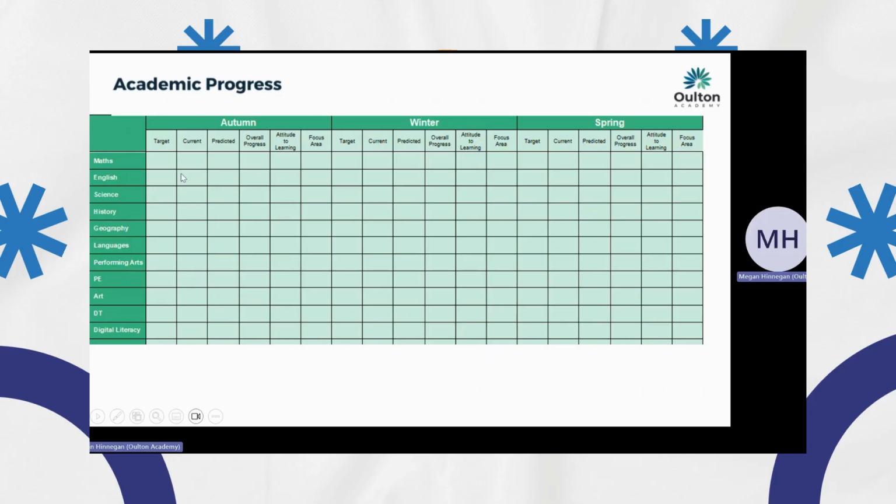So that would be things like if they've started ICT GCSE, if they've started their sports science GCSE, then they will have a current grade in that subject where they're currently working at and a predicted grade. The predicted grade is for when they finish that course.